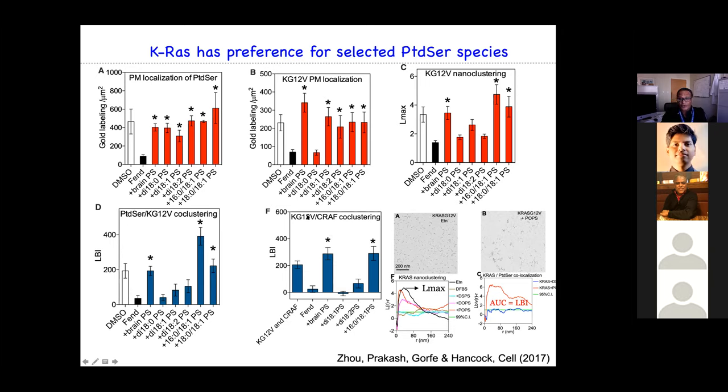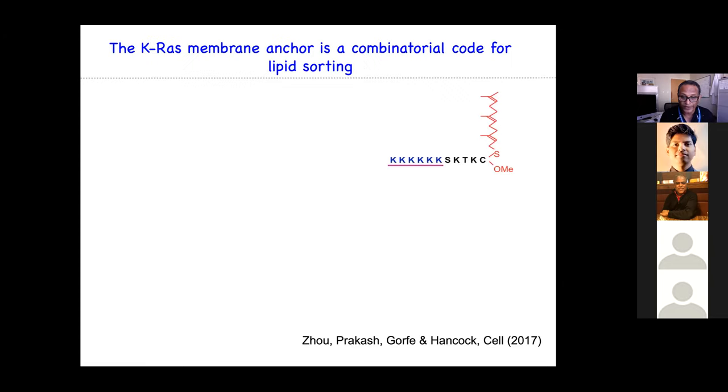This has functional consequences. CRAF is an effector of KRAS, so the two have to co-localize to transduce signal downstream. As you can see here, only the brain PS and again the asymmetric PS enable co-localization of G12V KRAS and CRAF, and not the others, showing clearly that there is a connection between acyl chain saturation and signaling through G12V KRAS. And that's of course mediated by membrane binding.